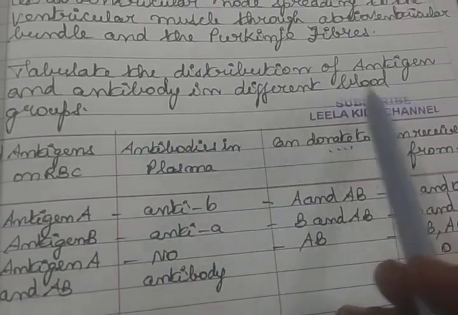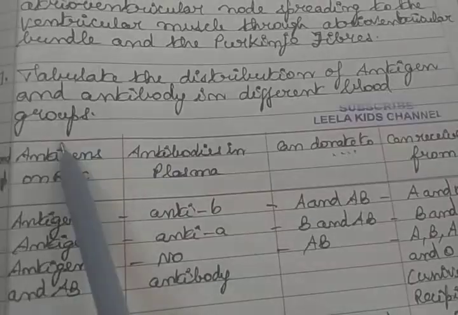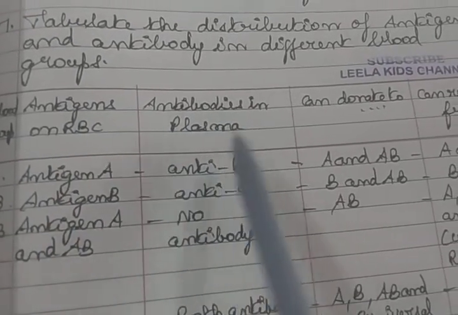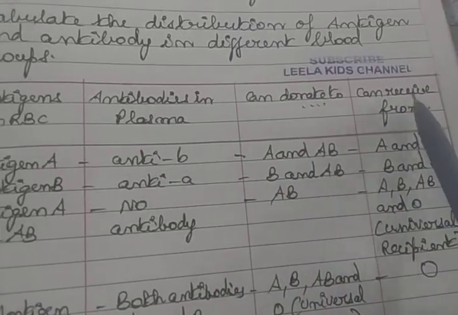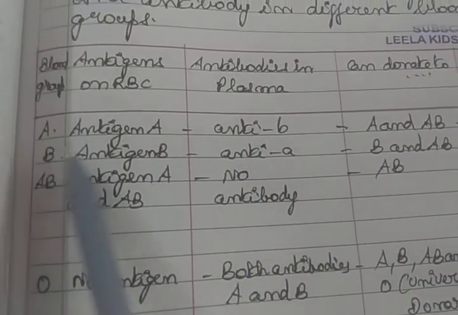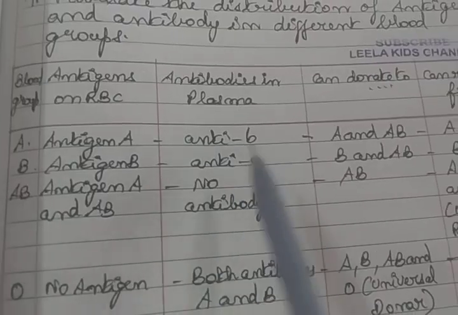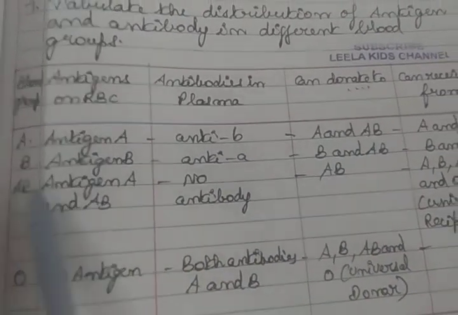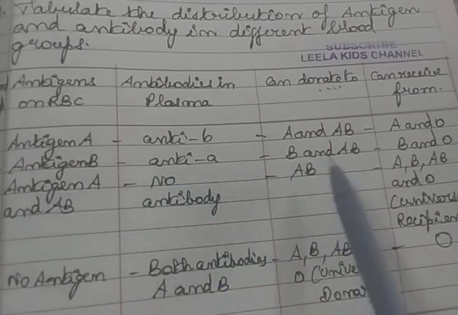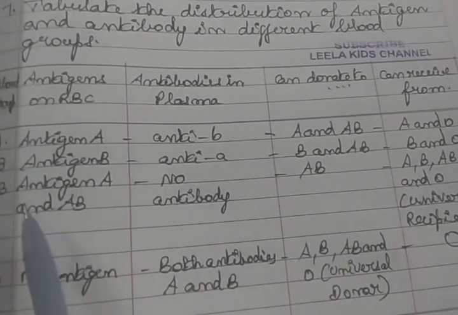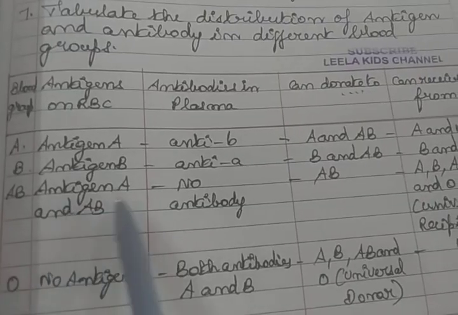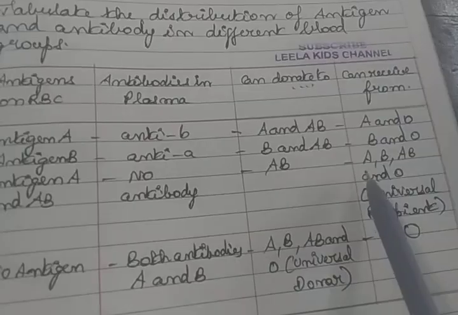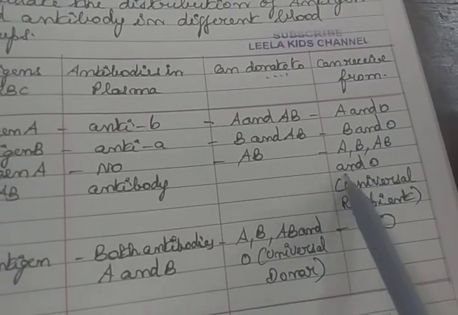Tabulate the distribution of antigen and antibody in different blood groups. Blood group, antigen on RBC, antibodies in plasma, can donate to, can receive from. Blood group A: antigen A, anti-B, can donate to A and AB, can receive from A and O. Blood group B: antigen B, anti-A, can donate to B and AB, can receive from B and O. Blood group AB: antigens A and B, no antibody, can donate to AB, can receive from A, B, AB and O.